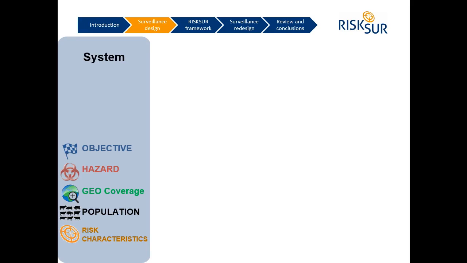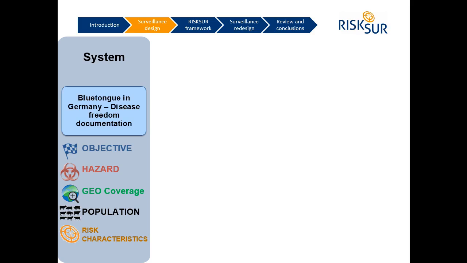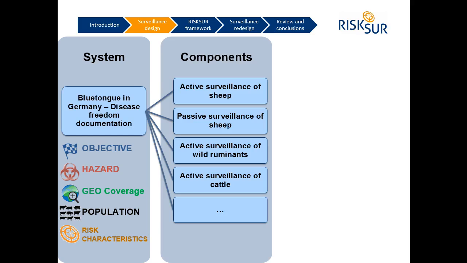Informed by extensive literature reviews and several rounds of expert opinion, a surveillance system has been defined in the framework based on 5 characteristics: objective, hazard, geographical coverage, target population, and risk characteristics. A surveillance system would be, for instance, the system against bluetongue in Germany with the objective of disease freedom documentation. A system is then composed of several components, which are the different activities carried out to achieve the objective.